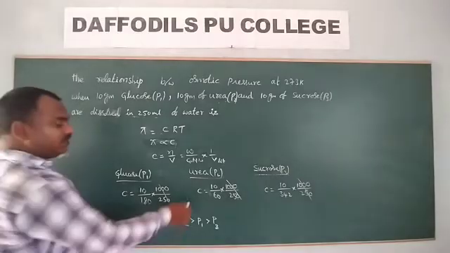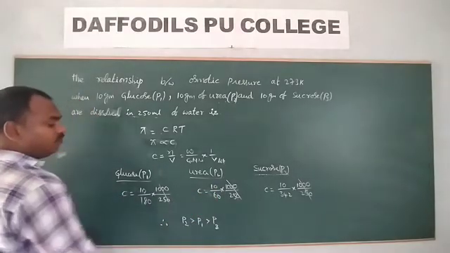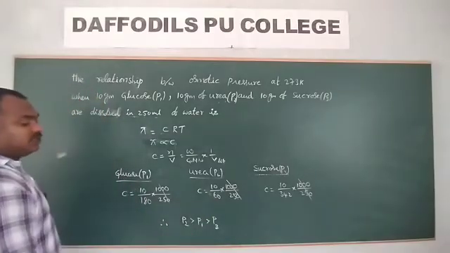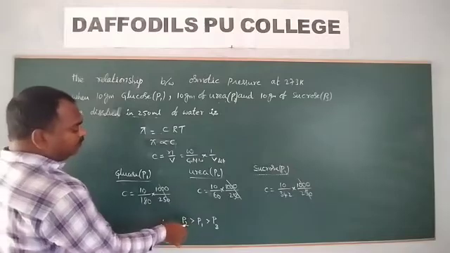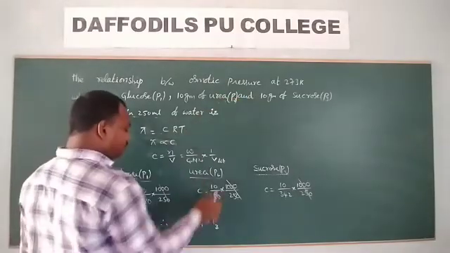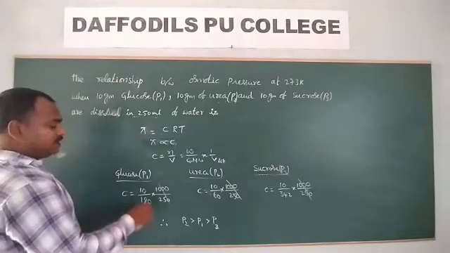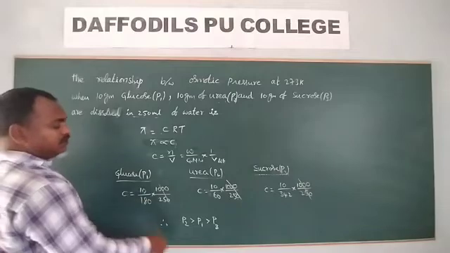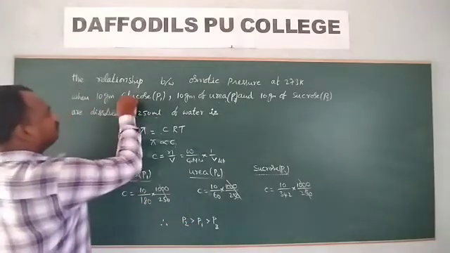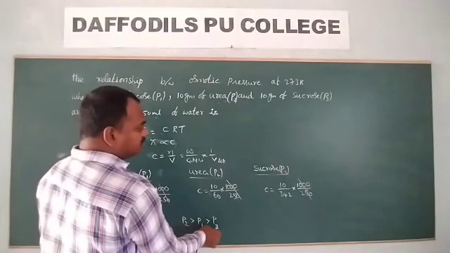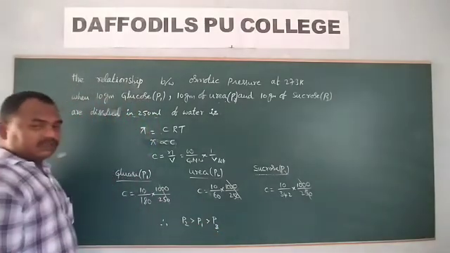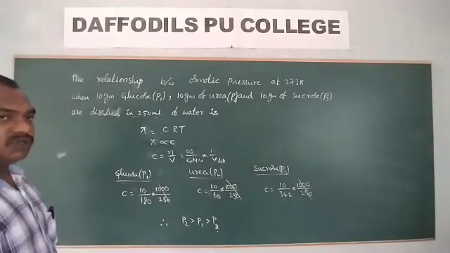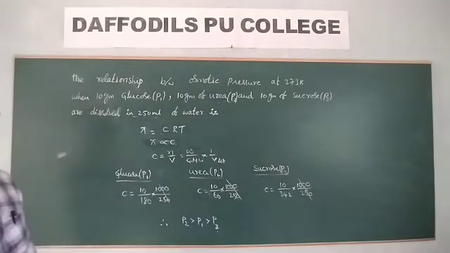Which one has more concentration? This 10 by 60 has more concentration. When 10 by 60 has more concentration, its osmotic pressure is more, that is P2. Next, which one has more concentration? This one, 10 by 180. So P2 greater than P1. Last one is P3. So P2 greater than P1 greater than P3. So osmotic pressures are directly proportional to concentration.